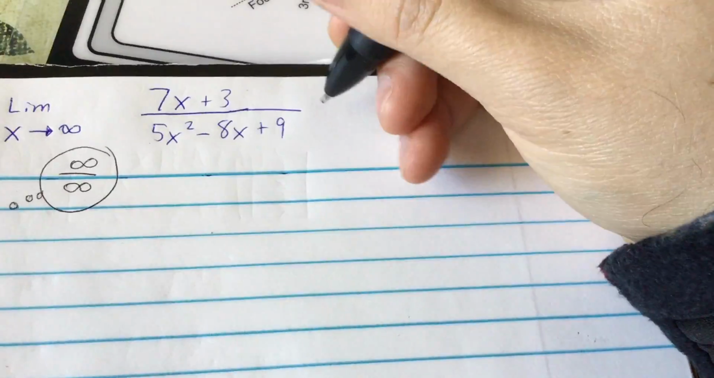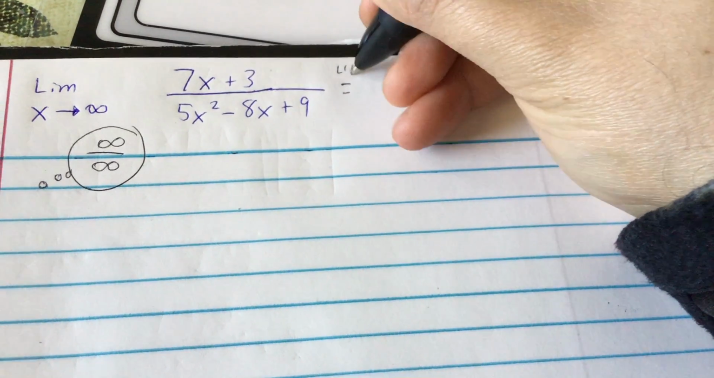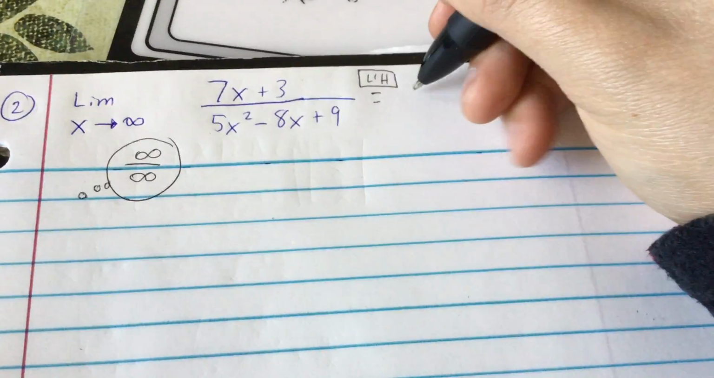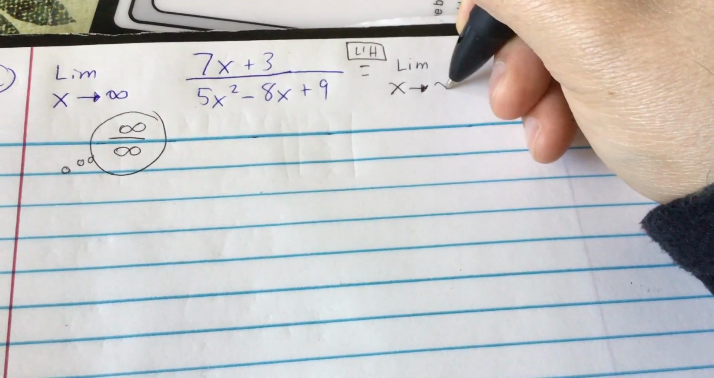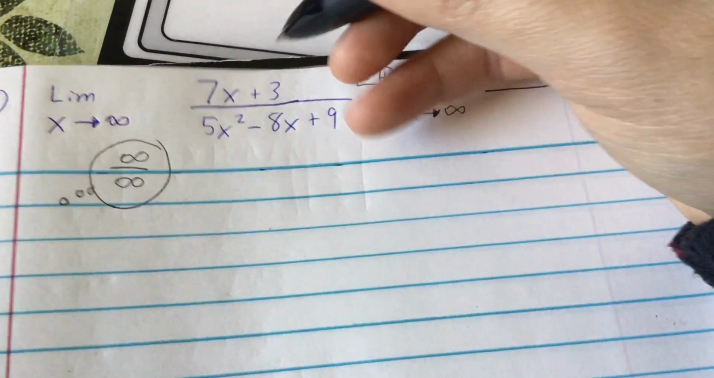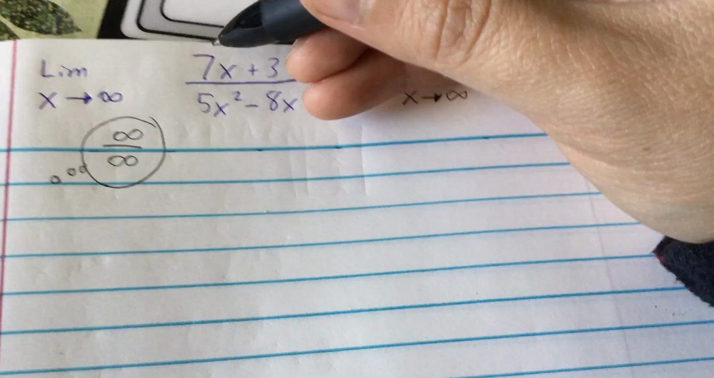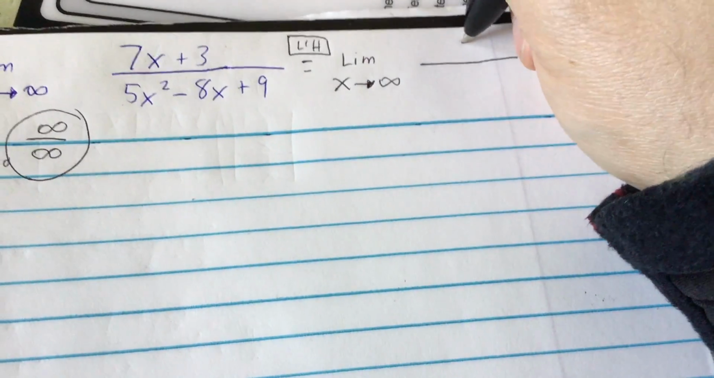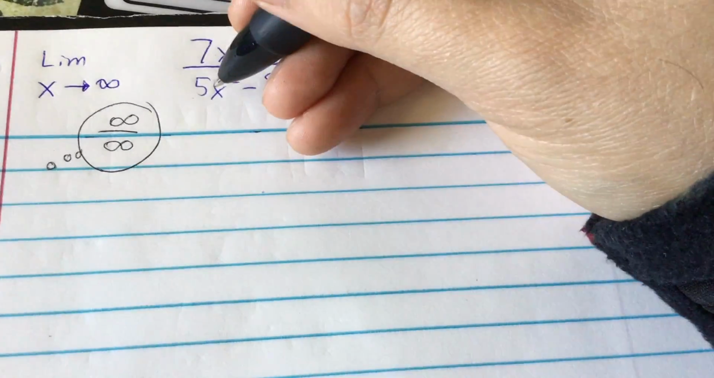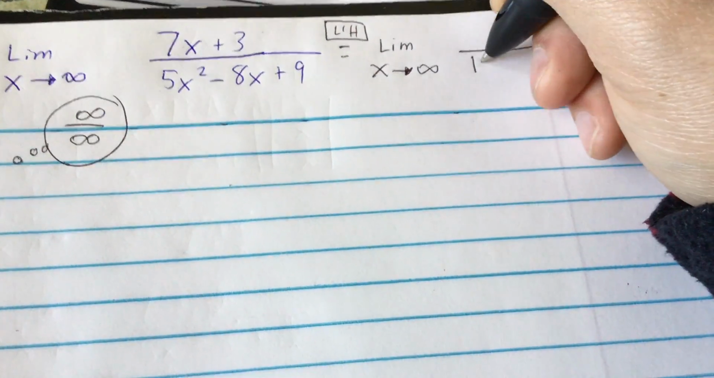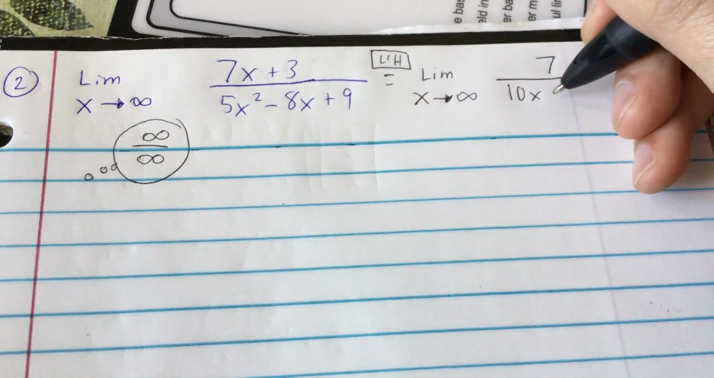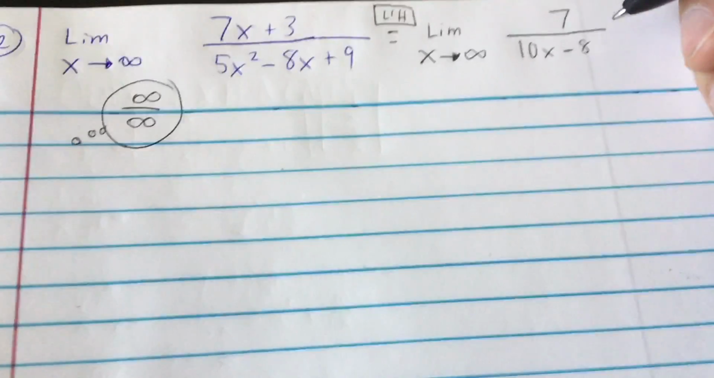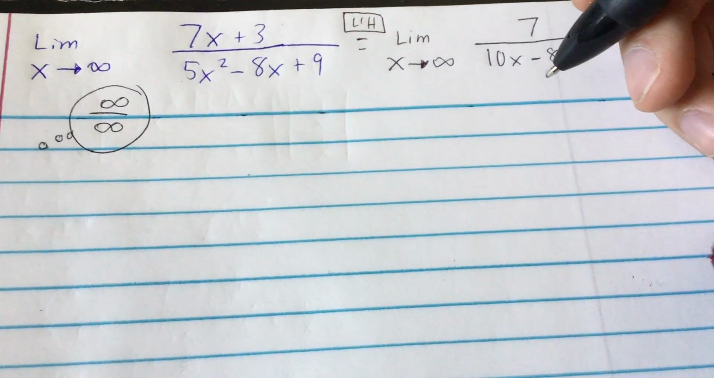My buddy L'Hopital, my calculus 2 buddy, L'Hopital to the rescue. And I'm giving you the cheat code because I find this much easier. So let's take the derivative of the top. The derivative of 7x plus 3 is 7. The derivative of 5x squared is 10x. And the derivative of negative 8x is negative 8. And the derivative of 9 is 0.